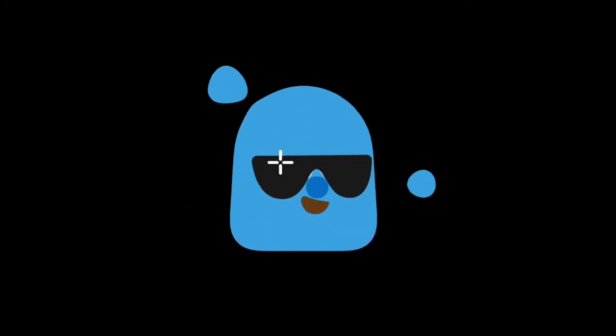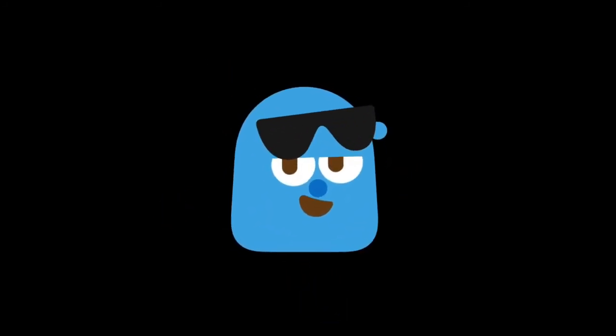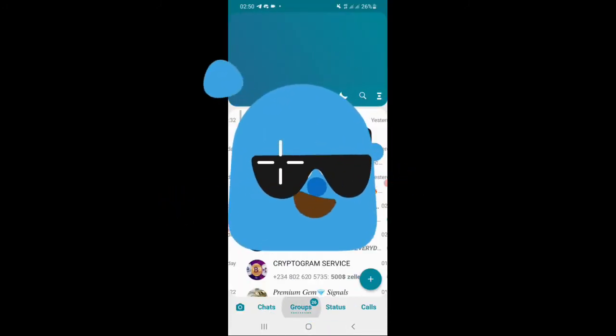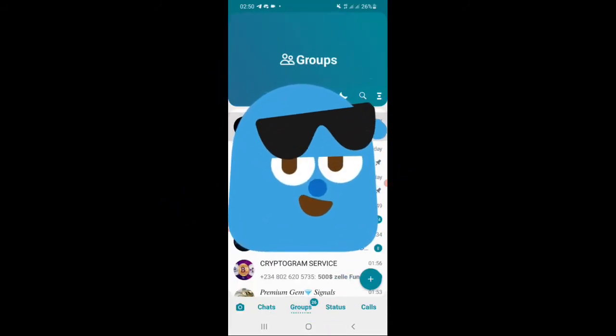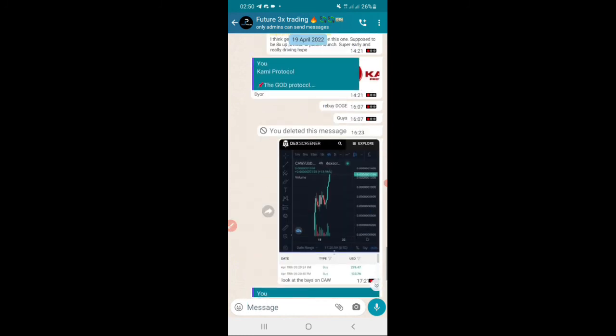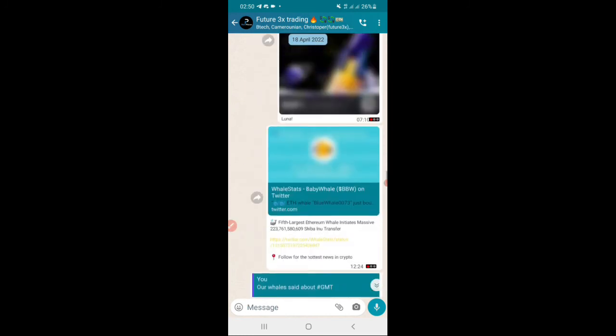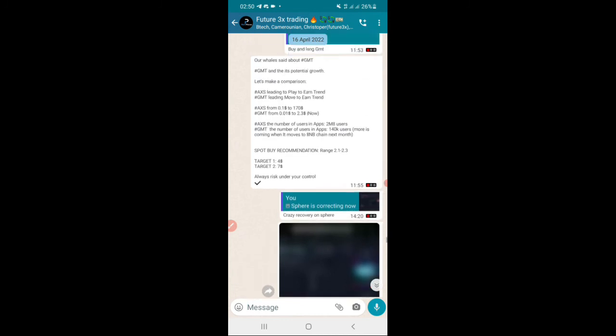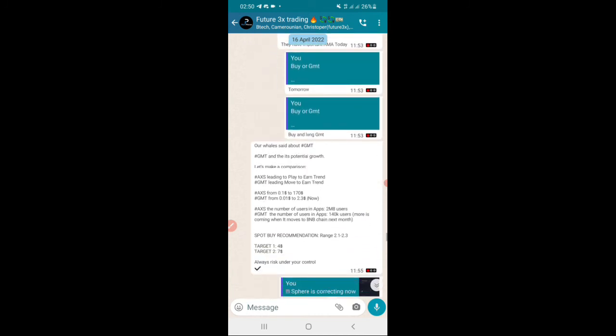I sent this to the group already, and I asked you to buy it around $2.1. Even that, if you longed it, if you put it on futures, imagine how much you would make.